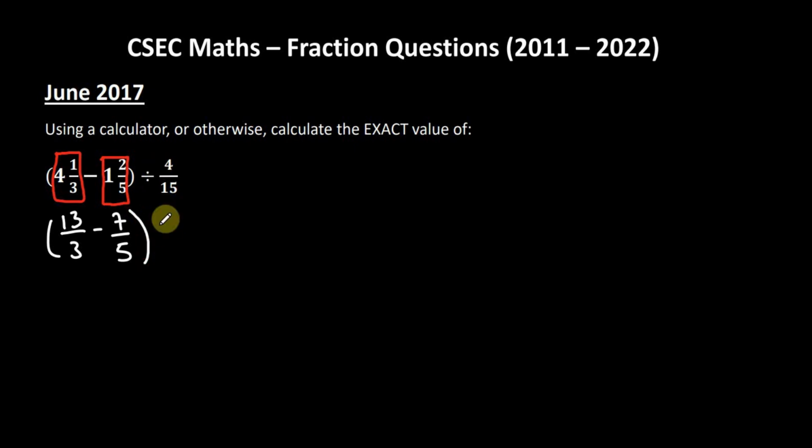Close bracket, and I still have this divide by 4/15 here. And because this falls within the bracket, we have to do this part first. So here we have 13 divided by 3 minus 7/15. And you're probably wondering, now as I said before or in previous examples, we don't always have to use the LCM method to get the denominators to be the same.